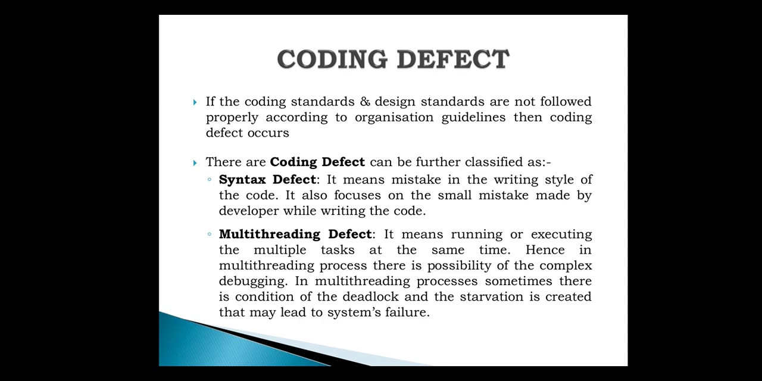Next is coding defect. If the coding standards and design standards are not followed properly according to the organizational guidelines, then coding defects occur. So if you are not using the proper coding standards and design standards given by the organization, then definitely coding defects are going to occur. Coding defects are classified into two parts. First is syntax defect and second is multi-threading defect. What is a syntax defect? It means a mistake in the writing style of the code. Everybody is familiar with syntax defects.